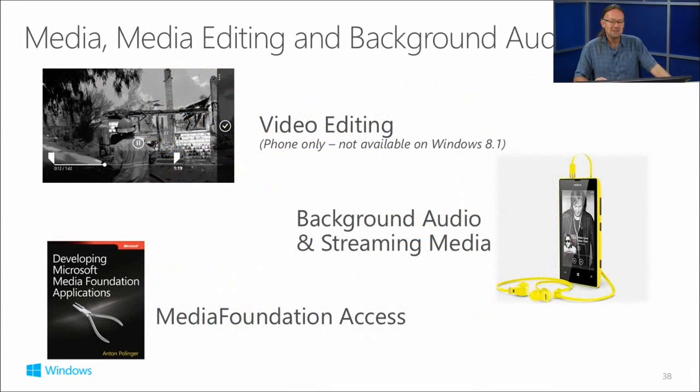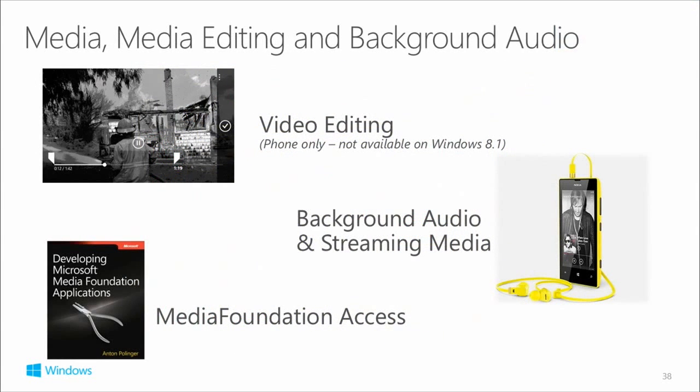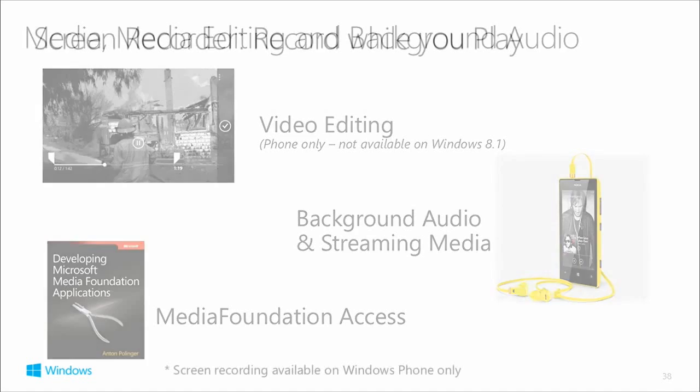Right. Yeah. Good video editing. This is where we've kind of converged. Windows Phone has converged ahead of Windows here, in that we've got video editing, which is available on the phone. Actually, this is a feature that isn't available on Windows 8.1. Everything else I've been talking about to now is available on Windows 8.1.